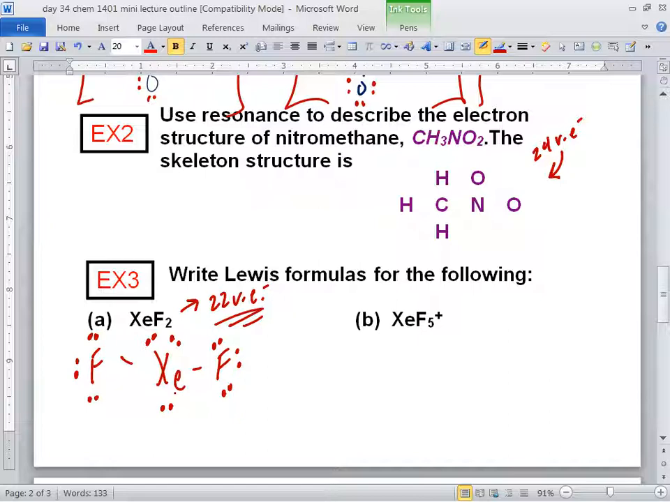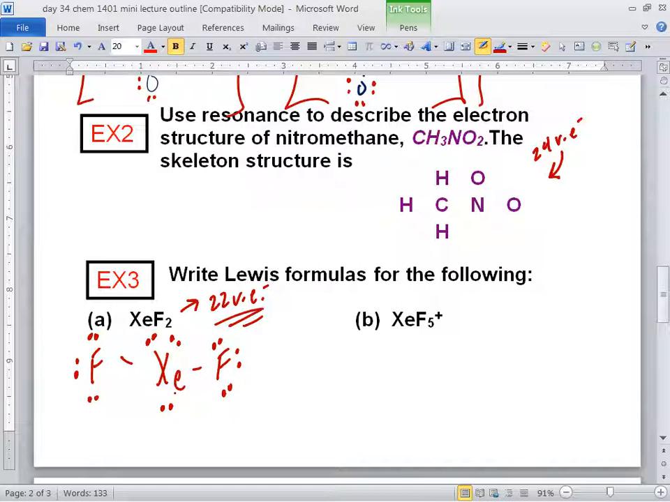Xenon is not following the octet rule, but follow the general idea. The general idea is how you put on electrons: make octets on everything surrounding. Anything left over, center atom. And that'll save your behind every time.